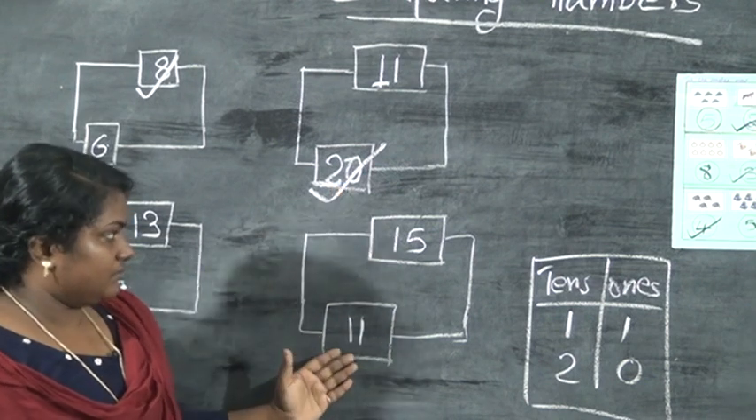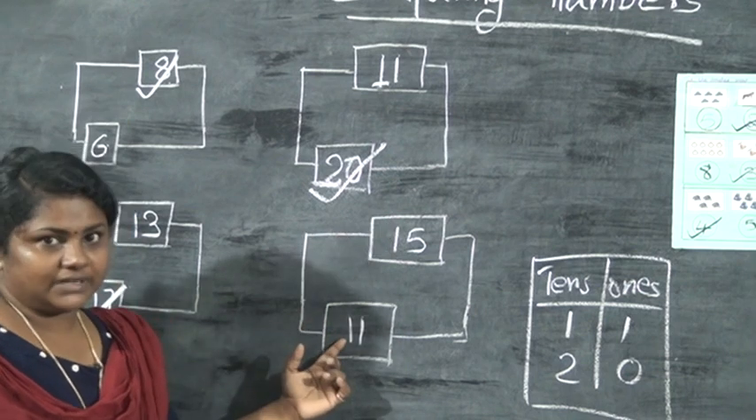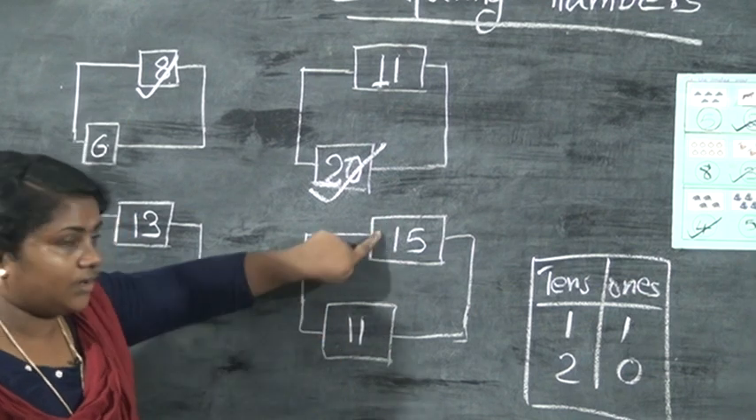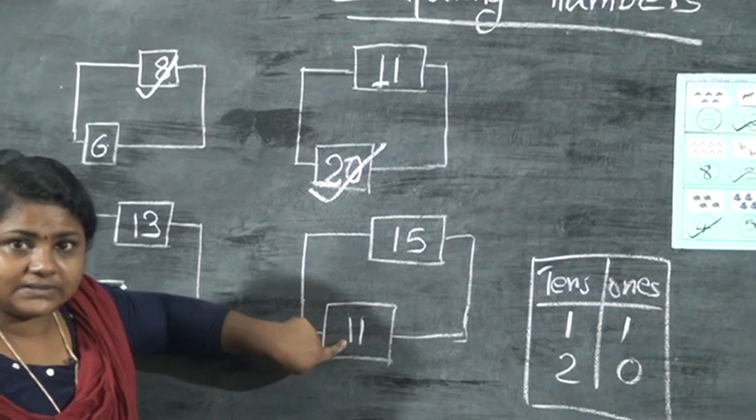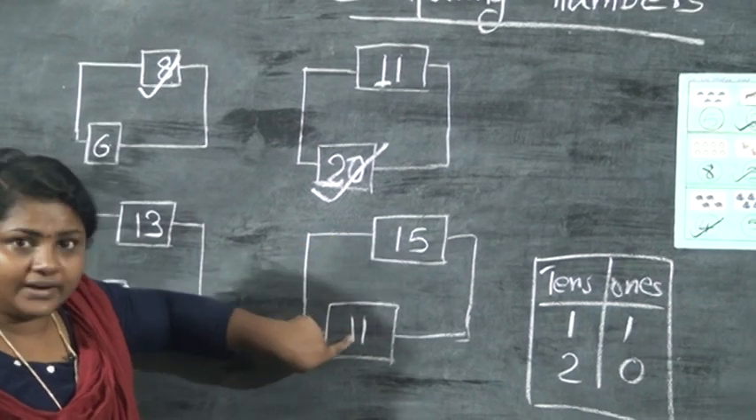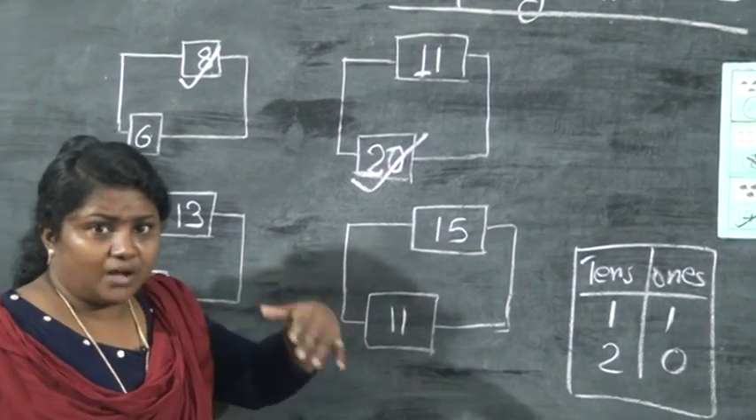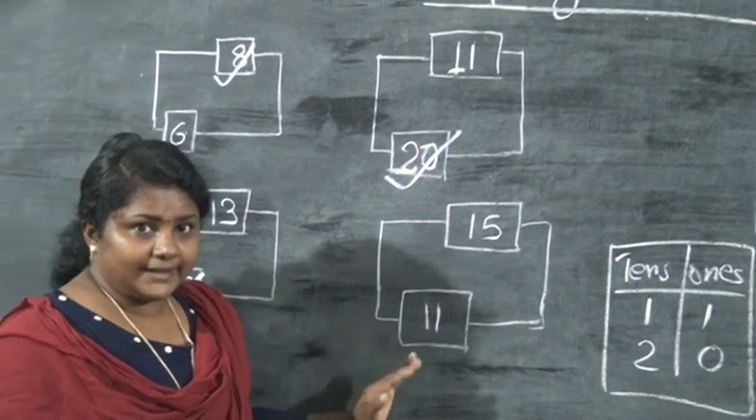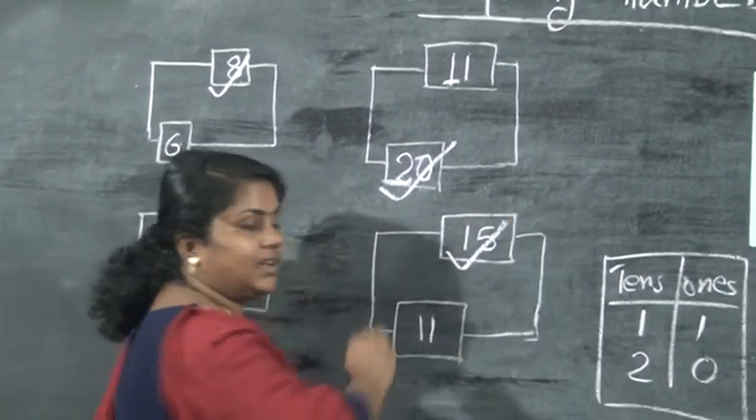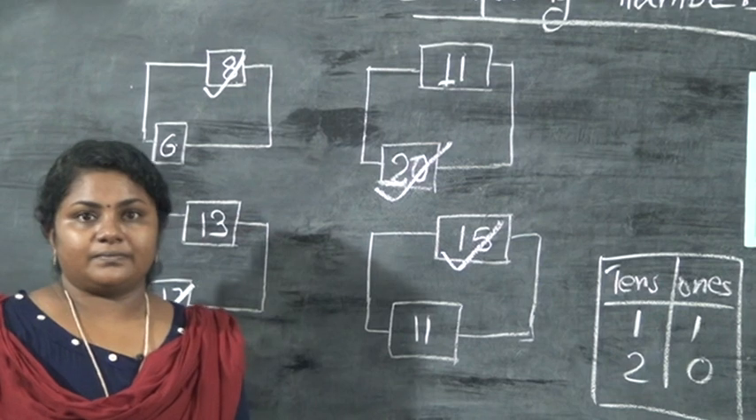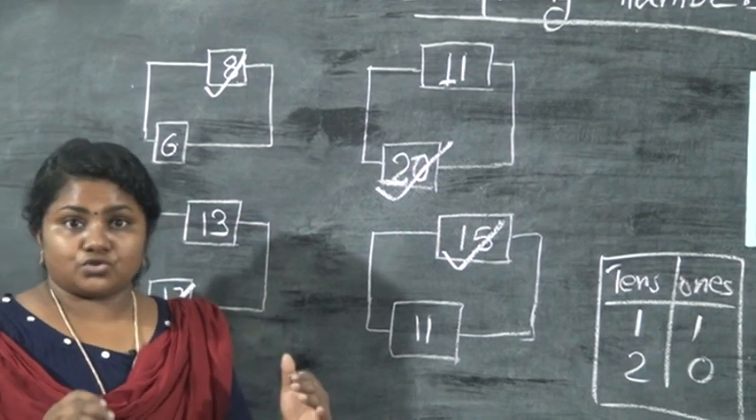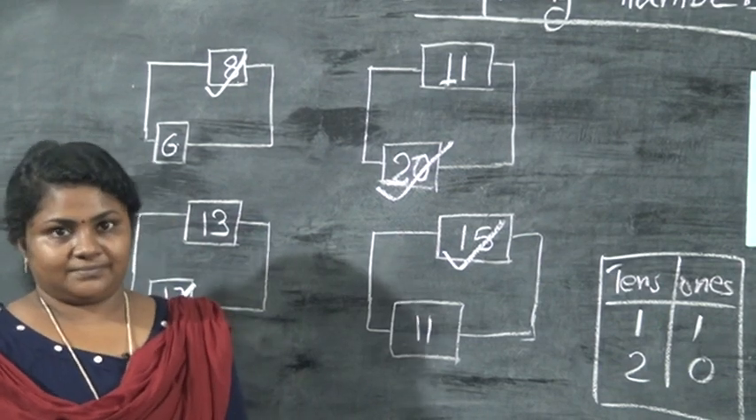And the second one, 15 and 11. Here in the tens place both are 1. 1 1, isn't it? In the tens place both are 1. So we have to count, just count and say which is the bigger one. 15 is the bigger number. All understood how to compare numbers?